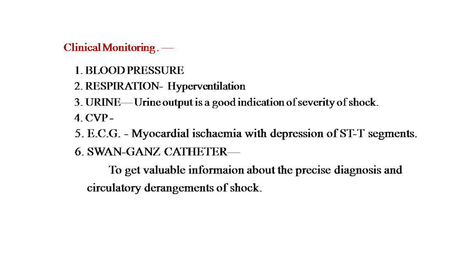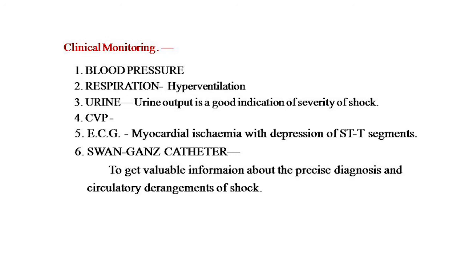Second is the respiration. Hyperventilation, that is, increase in the rate and depth of respiration, is an important indicator of shock. Hyperventilation is a normal response for every shock. Third is the urine. Urine output is a good indication of the severity of shock. Urine output is affected quite early, even in moderate shock. It is also a good index of the adequacy of replacement therapy.